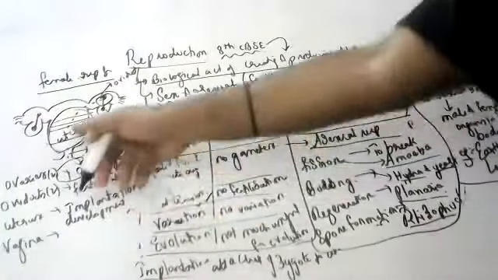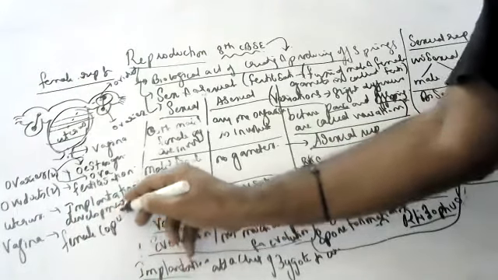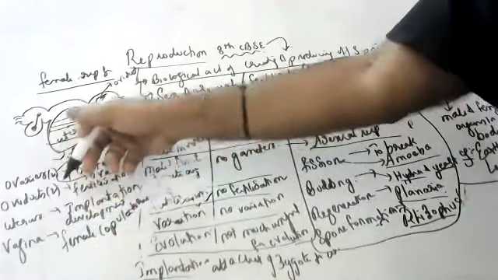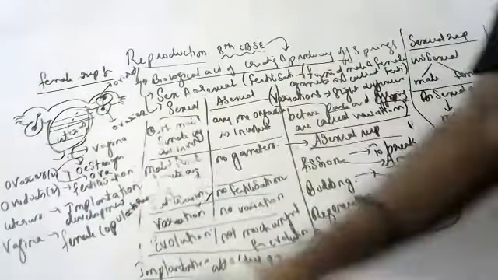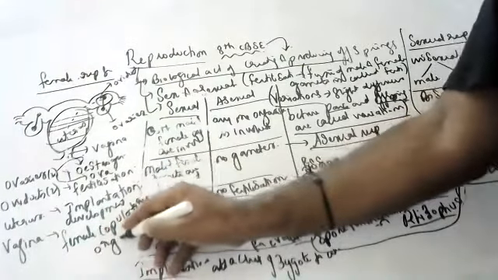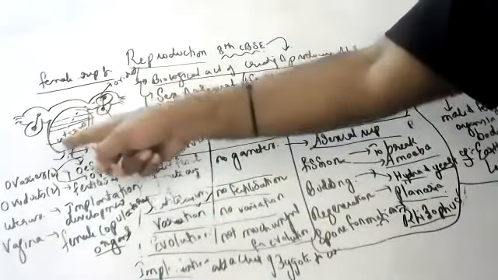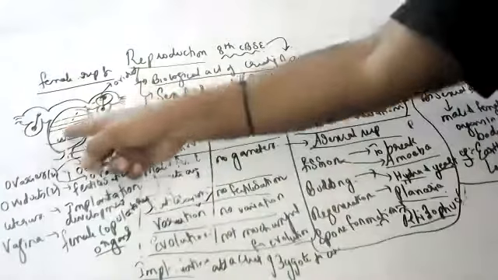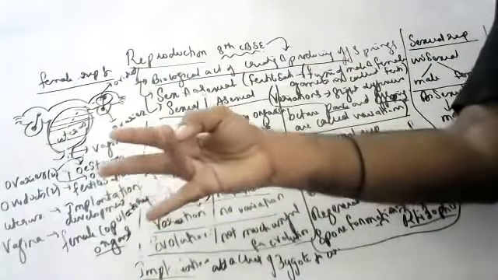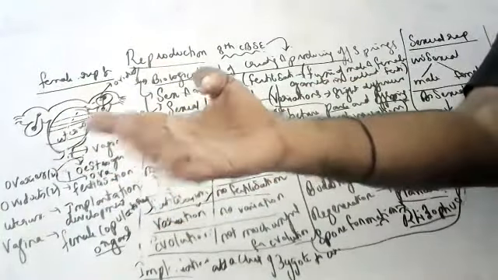What is vagina? Vagina is a female copulatory organ. Sexual intercourse occurs in vagina only. Sperms are liberated here only. Baby comes out through vagina only, and menstrual cycle flow also occurs through vagina only. What are the functions of vagina? Female copulatory organ, sexual intercourse will occur, baby will come out through vagina, and menstrual flow also occurs through vagina.